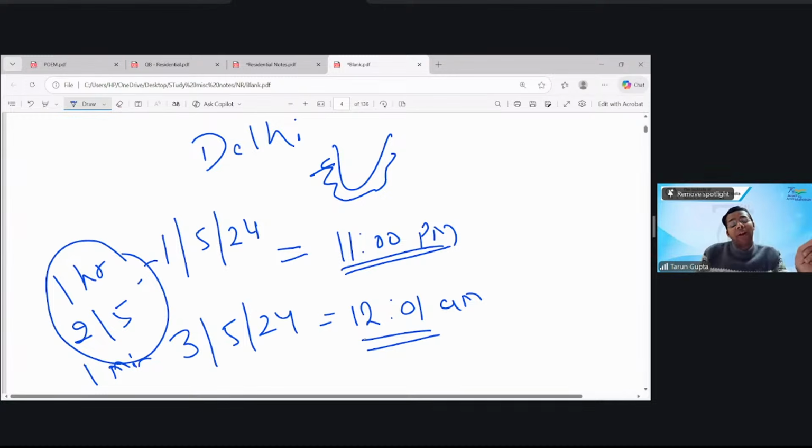The day of arrival and day of departure shall be considered as a day of stay in India, irrespective of the time. So even if you are there for a minute in a day, it will be deemed that you are in India for the entire day. Okay, quite simple.